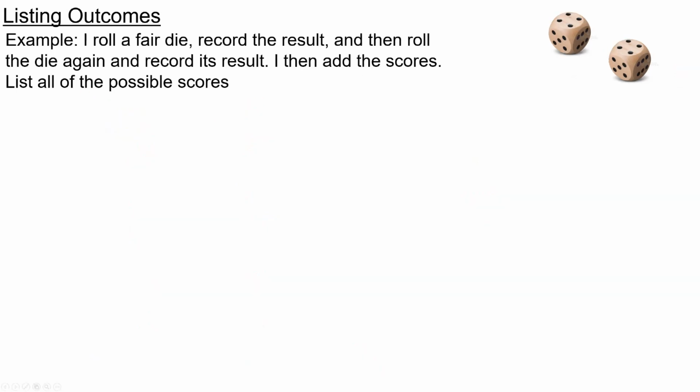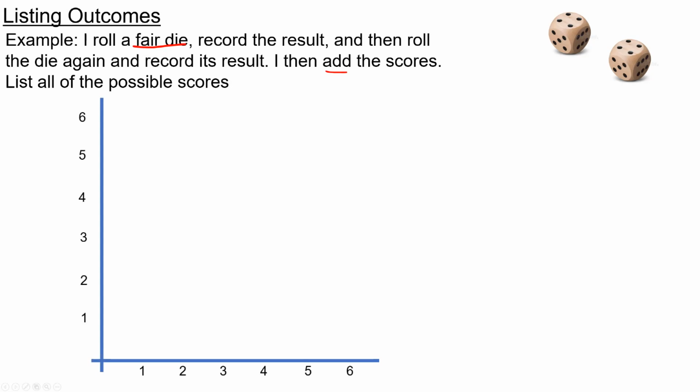Here's a more common example that you might get at GCSE. We roll a fair die, record its result, roll the die again and record its result again, and then add the scores. To list the possible scores, we would do a sort of table, the same as before. We could have the first die going across and the second die going up. And wherever we have an outcome, we just need to add the two scores.